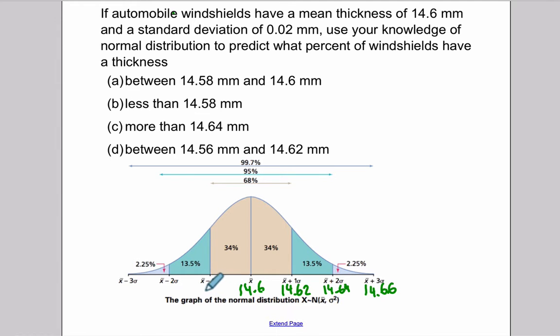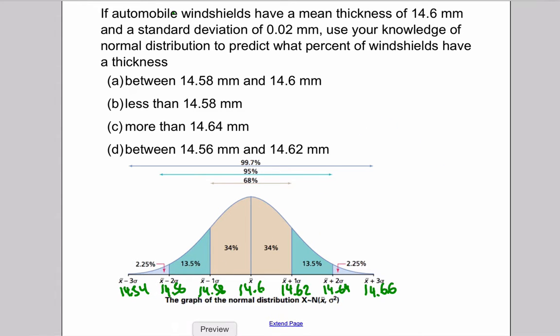One standard deviation below the mean will be 14.58 millimeters. Two standard deviations below the mean will be 14.56. And three standard deviations below the mean will be 14.54.